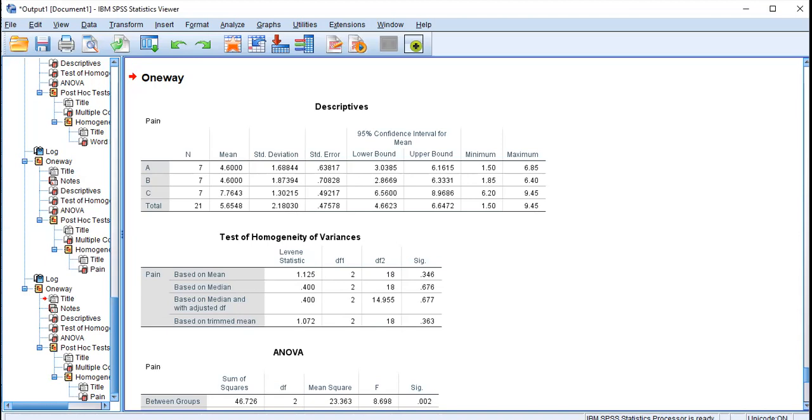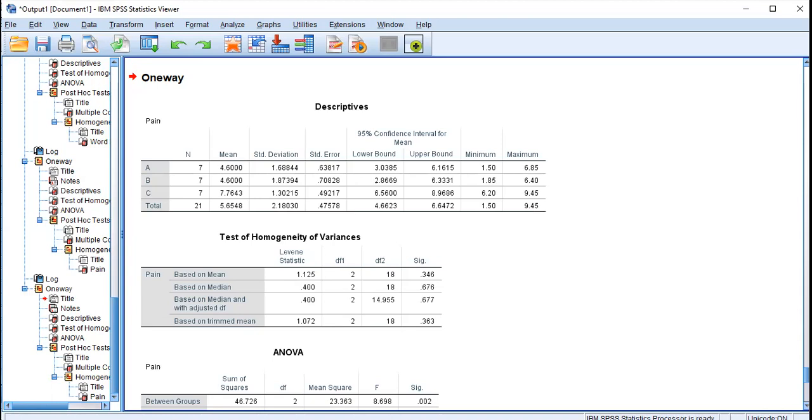Coming to the research question, the B part of question 1. So the research question: is there a difference in the pain level of patients and drug A, B, or C given to them? Is there a difference in the pain level of patients and the drug A, B, or C given to them? So this becomes the research question.